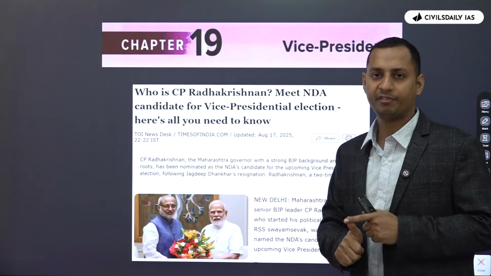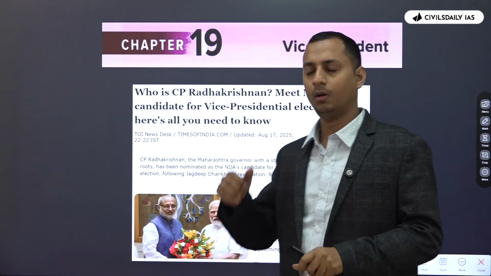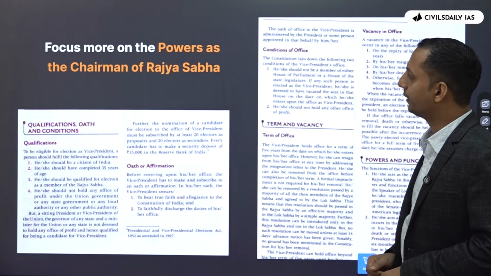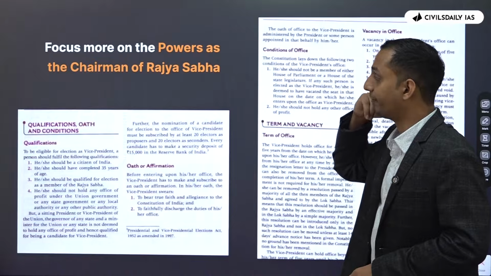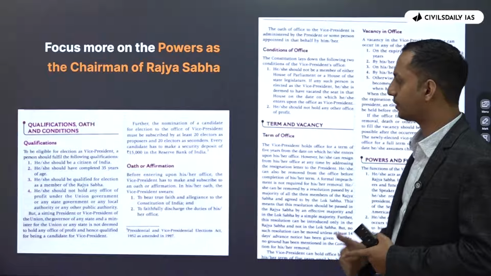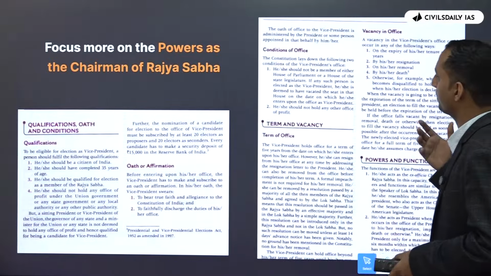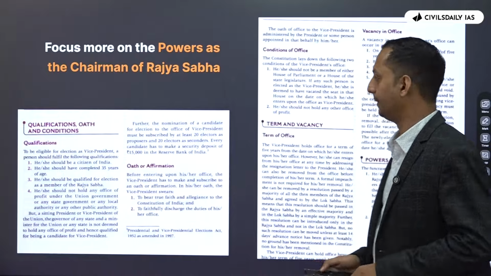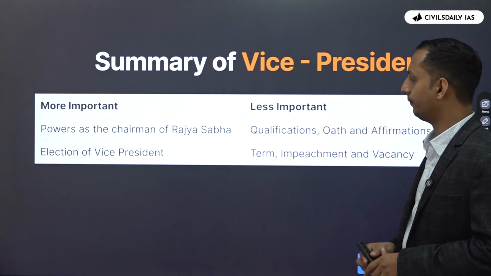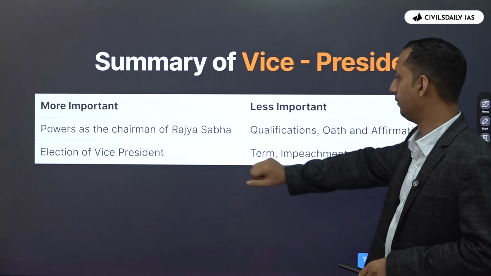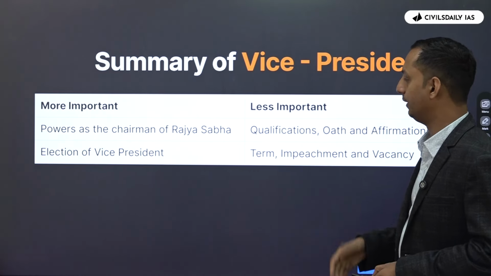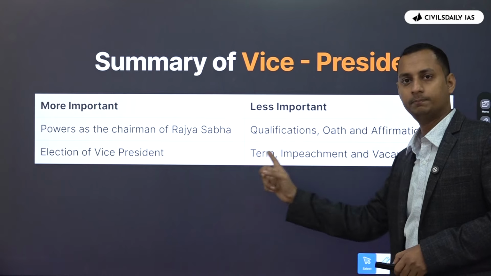But still, qualifications, how he is elected, you can go through it for the fact that the new Vice President has been elected. So here, more focus on the powers of the chairman of Rajya Sabha. Only this has been asked by UPSC. Therefore, the qualifications, oath, conditions, term, vacancies, powers, vacancy in office have never been touched upon by UPSC. But still, as I said before, because the office changed, you can read. Okay? So powers of chairman, election, less important areas as always, qualifications, oath of affirmation, term, impeachment and vacancy. But this is something you can read for this year.